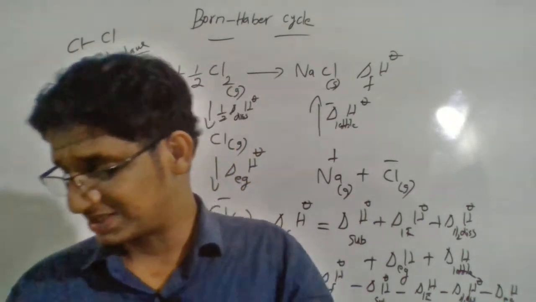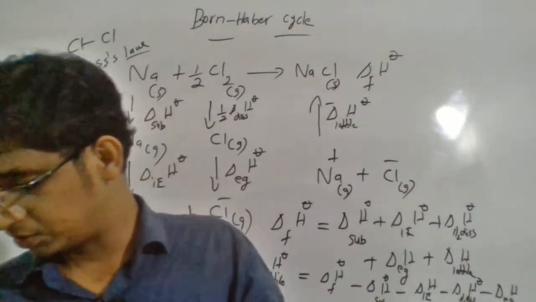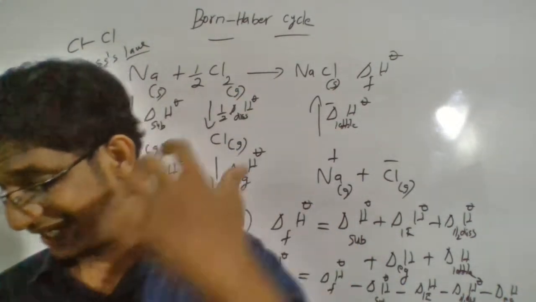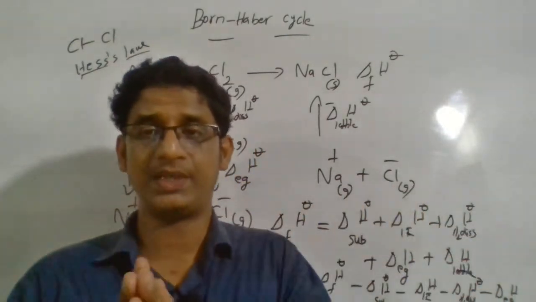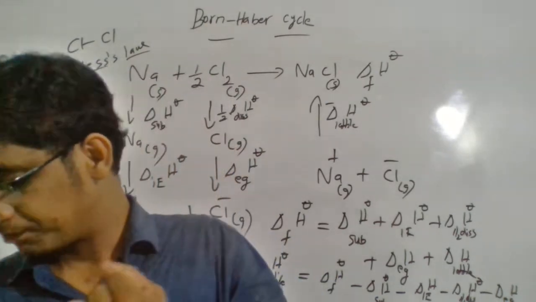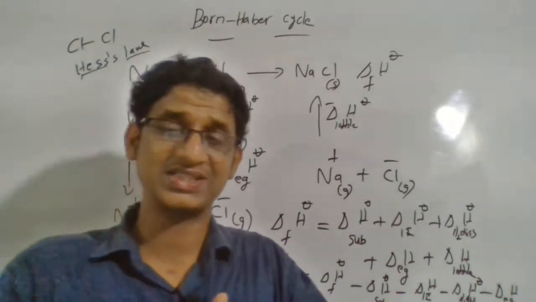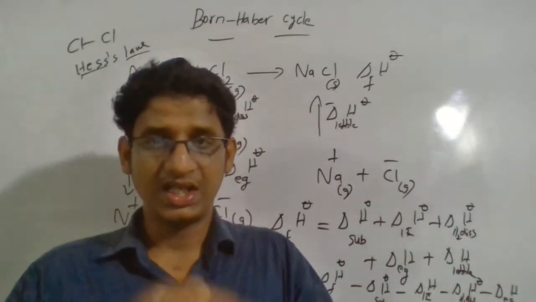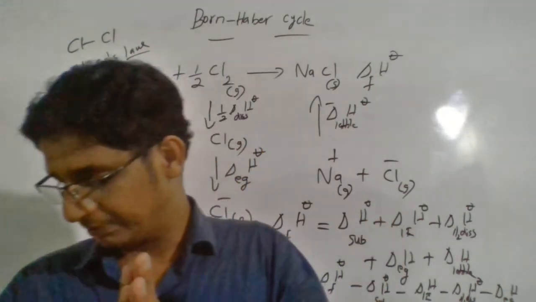Next point, lattice enthalpy determination using the Born-Haber cycle is used to account for the stability of metal hydrides, polyhalides, peroxides and superoxides. So you can compare the stability of different ionic compounds like metal halides, metal hydrides, peroxides and superoxides, because these are all ionic compounds. How much stability there is, you can understand from the lattice enthalpy value.